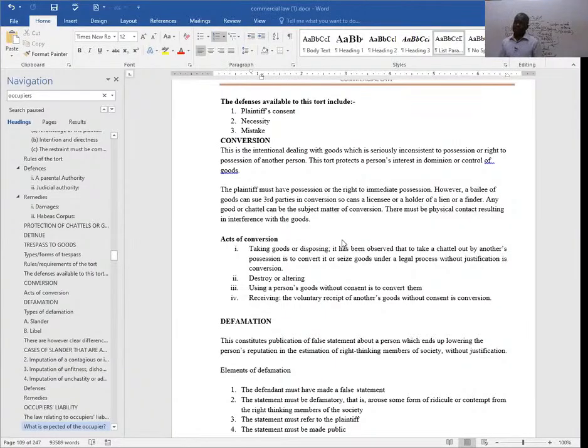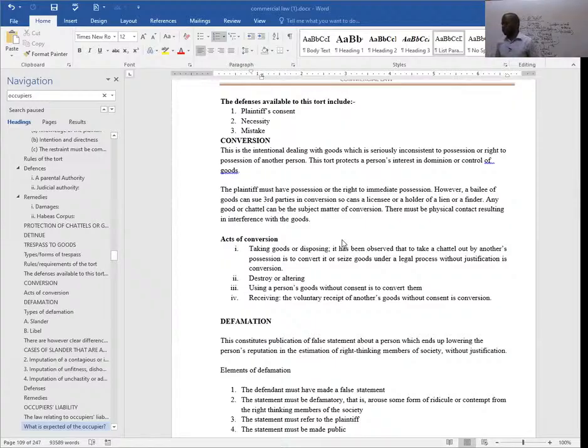So what are the elements or key characteristics? Number one, the defendant must have made a false statement. That should be very key. The statement that was made should be false, not factual, because if it is factual, then that is not defamation. So the statement I made about Anne should be false so that she can accuse me of defamation.